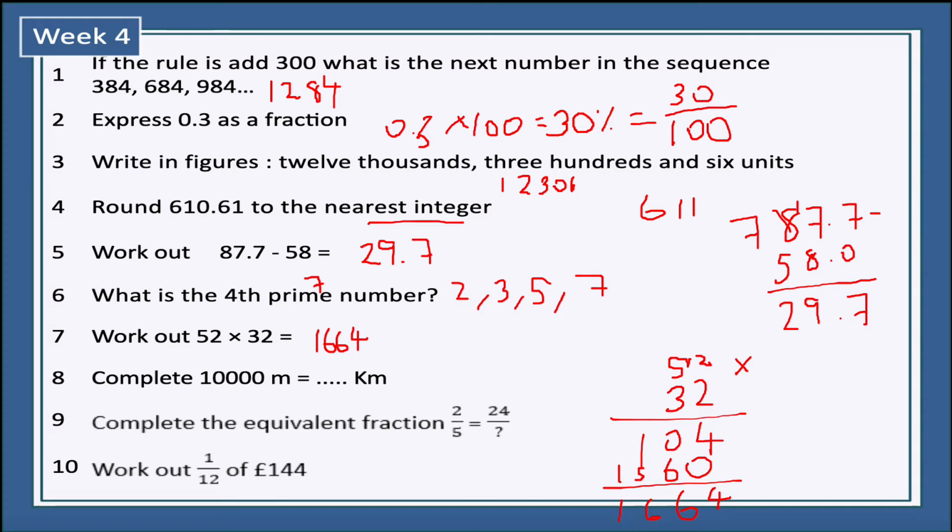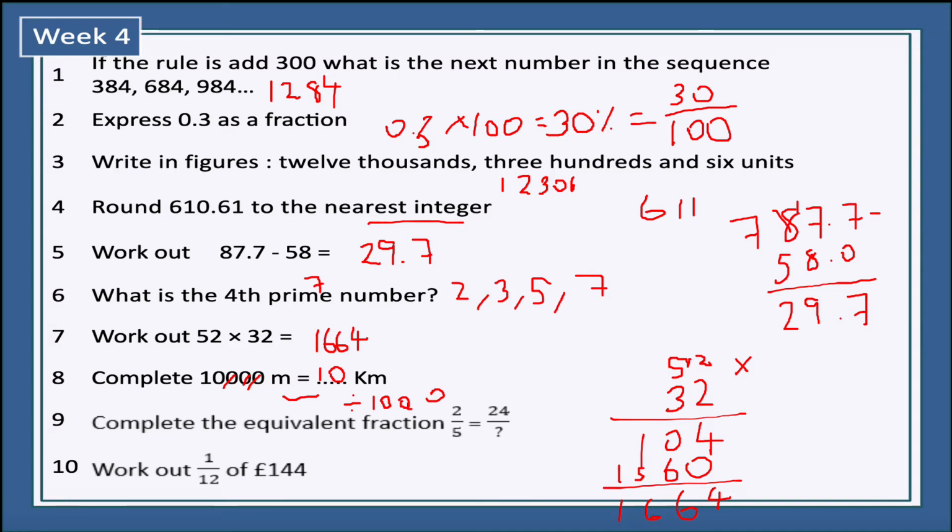Complete: 10,000 meters equals how many kilometers? Well, I'm going to divide by 1,000. So meters to kilometers, I divide by 1,000, guys. So in this case, we're going to take off 3 zeros. So 1, 2, 3. So the answer is 10 kilometers. This is question number 9, guys.